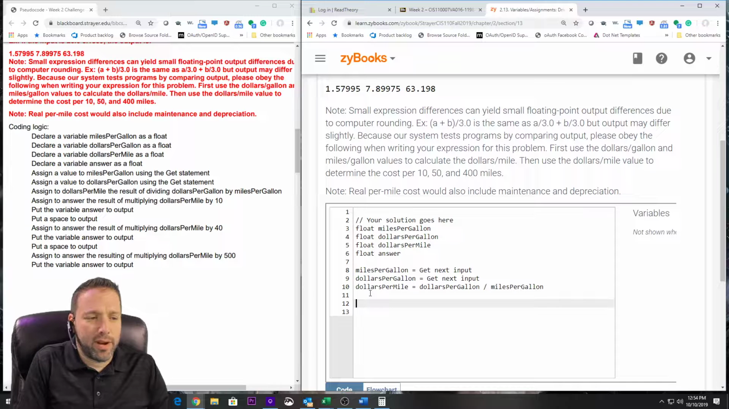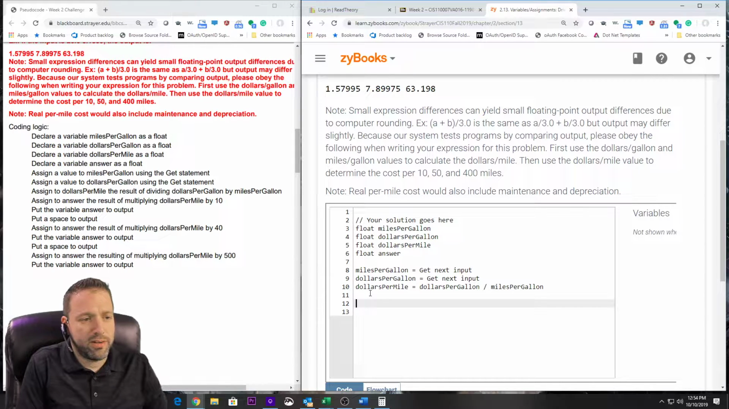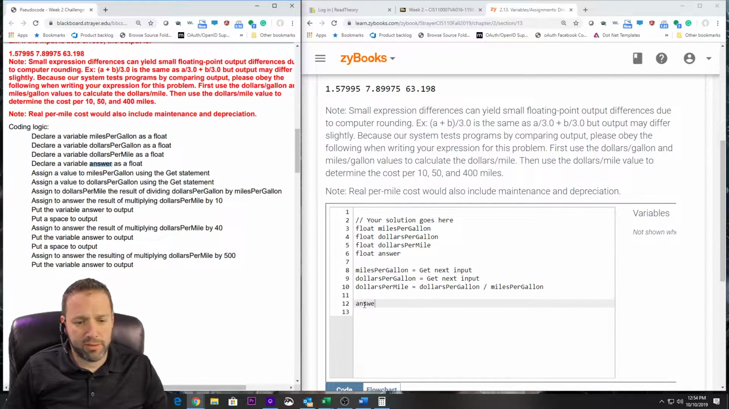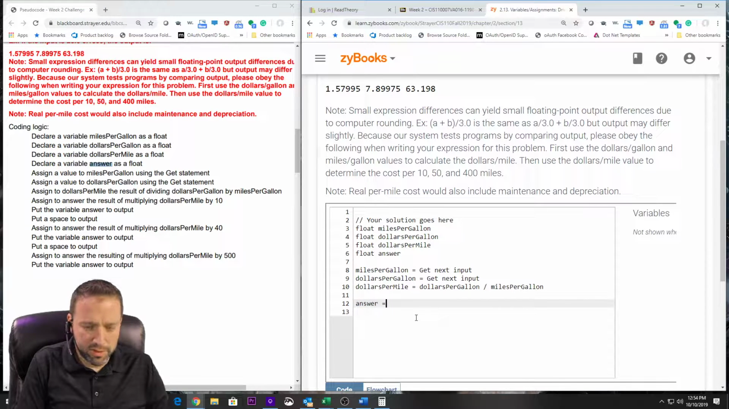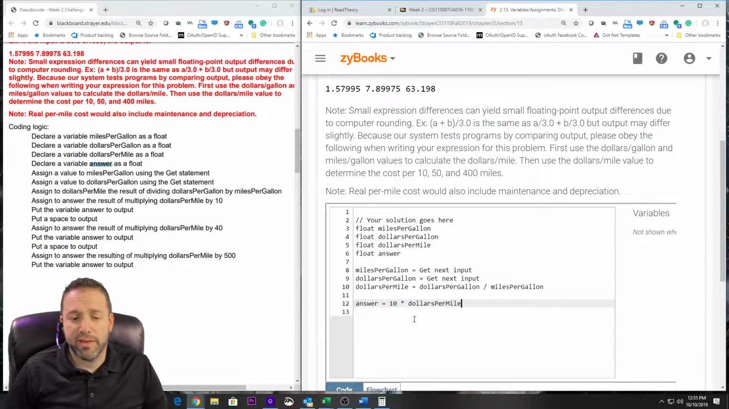now we need to do our outputs. So here we're going to say answer. I mean, if I was following along with the pseudocode, is that what it calls it in the pseudocode? It says, yep, answer. So answer. So we'll say answer equals 10 times dollars per mile. Now, 10, it's not in quotes because it's not a sentence, it's not a string, it's not a text, it's a number. So it's also not a variable.